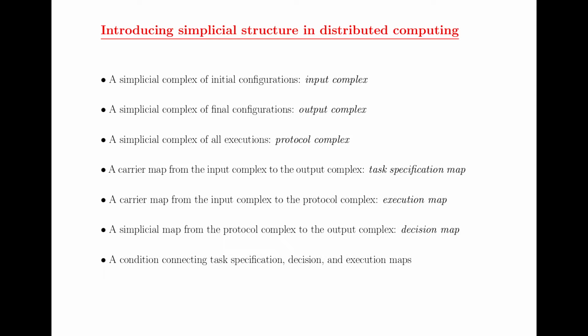So another simplicial complex you can associate is the output complex, where you allow final configurations. So for example, in the binary consensus problem, that would just consist of two simplices. One is all zeros and one is all ones. Okay. So basically, roughly speaking, I'm going to get to this. More interesting, or rather central actually, is the simplicial complex of all executions, which is called the protocol complex. Okay, so what is a protocol complex?